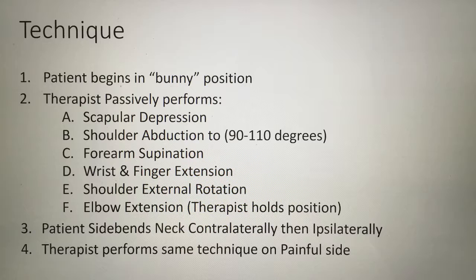To begin the technique, the patient will start in the bunny position. The therapist will then passively perform scapular depression, shoulder abduction to 90 to 110 degrees, forearm supination, wrist and finger extension, shoulder external rotation, elbow extension, and the therapist will hold that position while the patient side bends the neck contralaterally and then ipsilaterally. And next, the therapist will perform the same technique on the painful side.